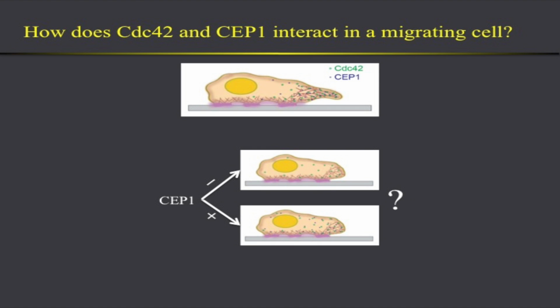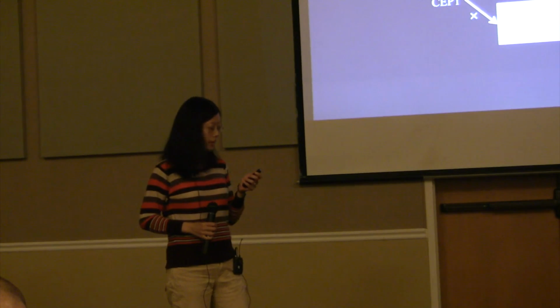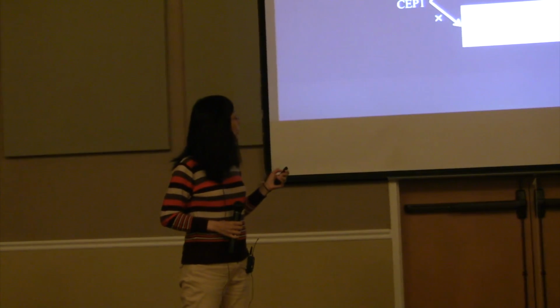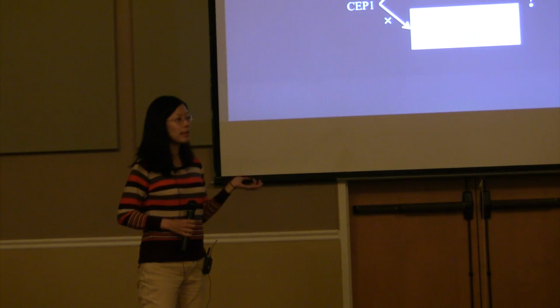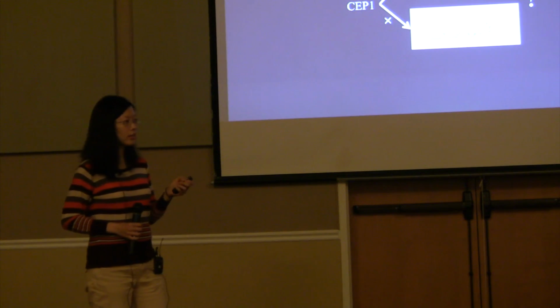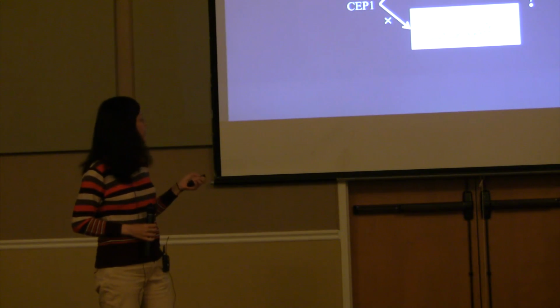So for example, whether Cdc42 and CEP1 interact with each other, and whether CEP1 helps Cdc42 establish its polarized distribution in a migrating cell. And if that's the case, whether a change of CEP1 level will lead to a change of the cellular distribution of Cdc42. So to answer these questions, I first want to find out whether CEP1 and Cdc42 can physically bind to each other, or whether they are located in the same regions to allow them to physically bind to each other.